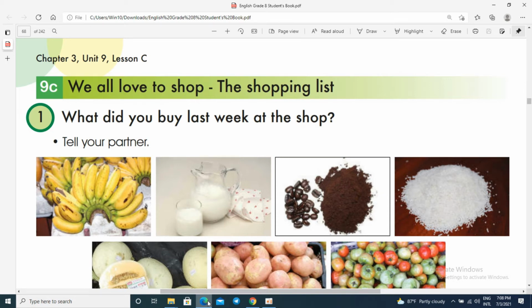Okay, everyone. So today we are going to learn in Unit C9. And our title is about the shopping list. Shopping list. Okay. The shopping list.